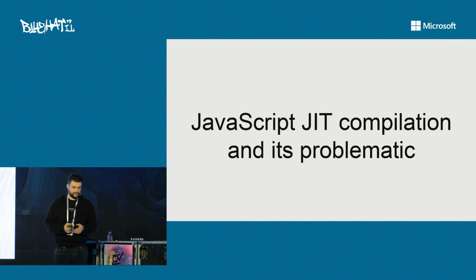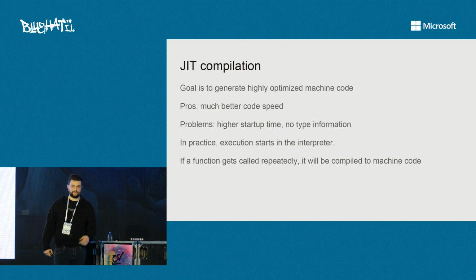So now we'll go into the core of the subject, which is JavaScript JIT compilation, and especially the problems associated with it for JavaScript. The goal of JIT compilation is to generate highly optimized machine code. The upside, of course, is that your code runs way faster than when it runs in the interpreter. But you have two problems that you have to deal with.